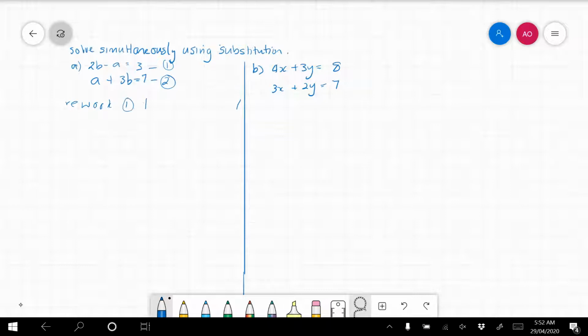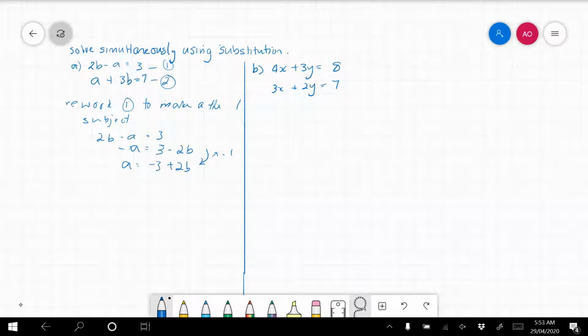Equation 1, to make A the subject. That means it's A equal to something. So 2B minus A is equal to 3. Minus A is equal to 3 minus 2B. Now we don't like this minus A bit, so we're going to multiply by negative 1 on both sides, and I'll end up with A is equal to minus 3 plus 2B.